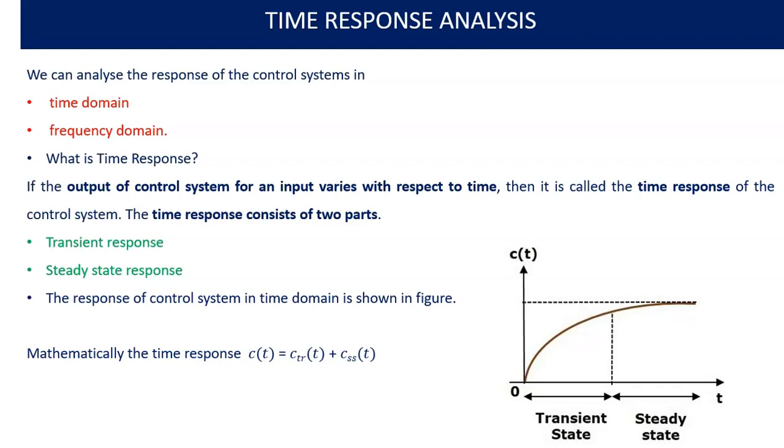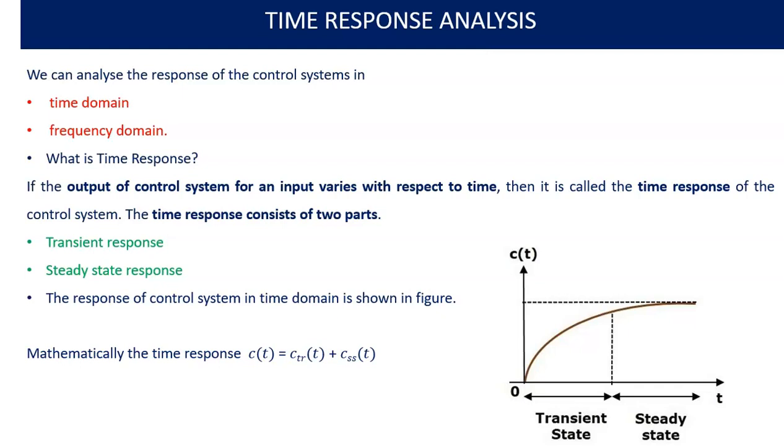That means if the system is working satisfactorily for some standard input signals like step, ramp, parabolic, etc., then it is assumed that it will work satisfactorily for actual input also. So standard input signals are step, ramp, parabolic in the case of time domain analysis. In the case of frequency domain, sinusoidal signal. We can analyze the response of the control system in time domain and also in frequency domain.